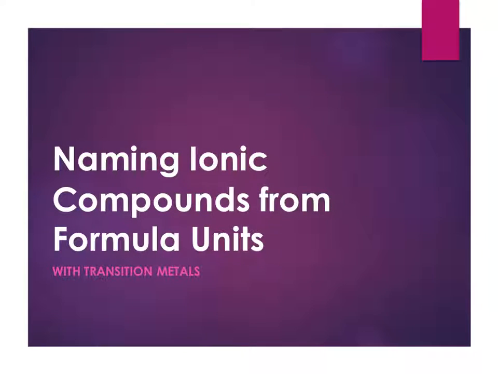All right, so hopefully you have a good understanding of how to name ionic compounds from formula units without transition metals. Now we're going to expand that technique with transition metals. There's a little bit more detail we need with the transition metals, but it's the same basic process of naming. Naming the metal first, full name, or the cation first, full name, and then we are going to name the anion with either an "ide" or the polyatomic ion name, right?